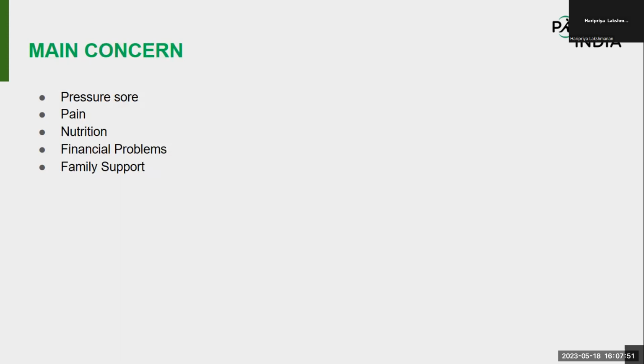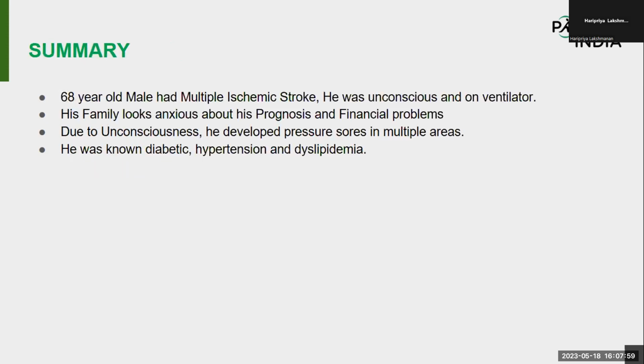Main concerns are pressure sores, pain, nutrition, financial problems, and family support. Next slide. Summary: a 68-year-old male had multiple ischemic strokes. He was unconscious and on a ventilator. His family looks anxious about his prognosis and financial problems. Due to unconsciousness, he developed pressure sores in multiple areas. He was a known diabetic, with hypertension and dyslipidemia.